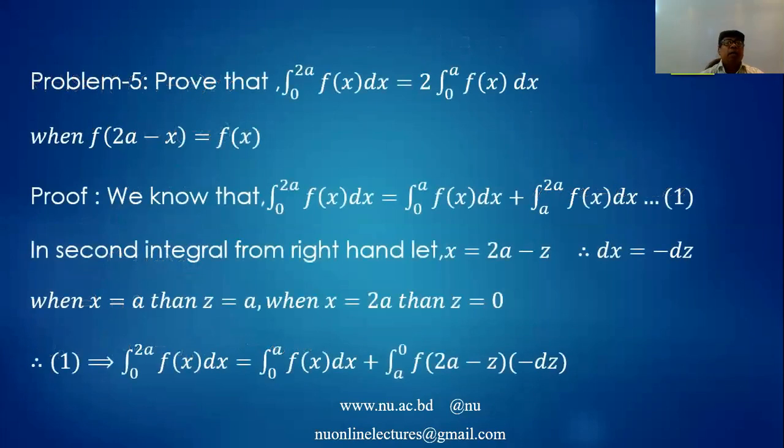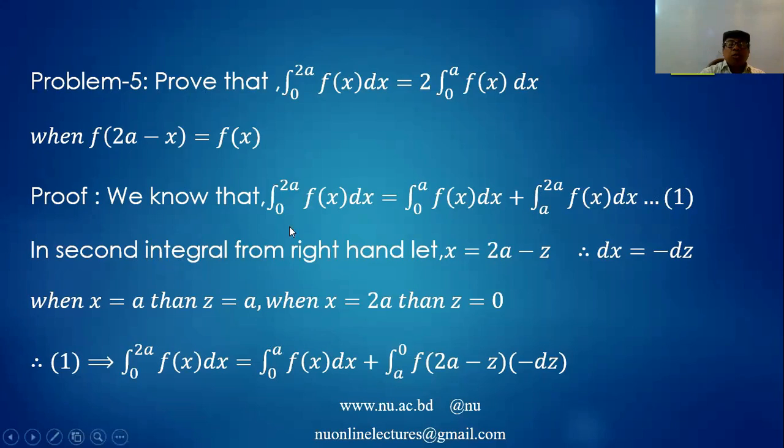Now we are taking number 5. The next problem is number 5. Prove that integration 0 to twice a f of x dx equals 2 times integration 0 to a f of x dx, when f of twice a minus x equals f of x. This is a proof.